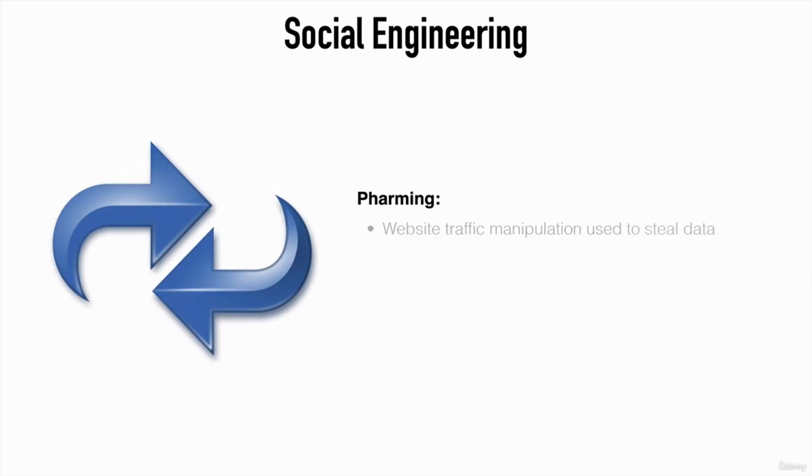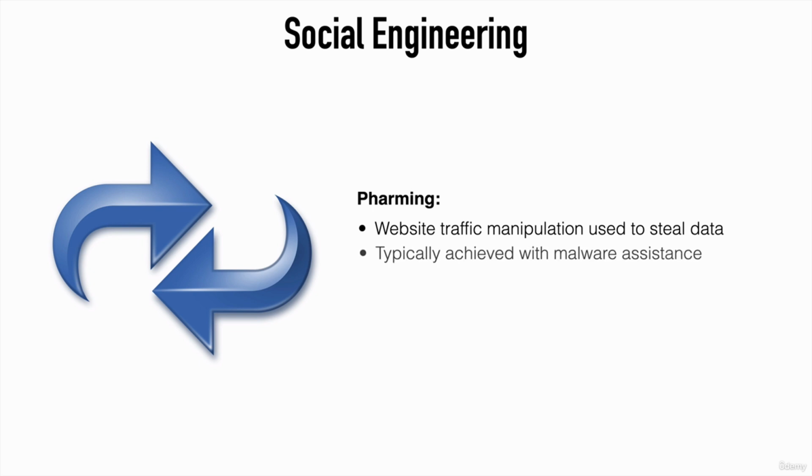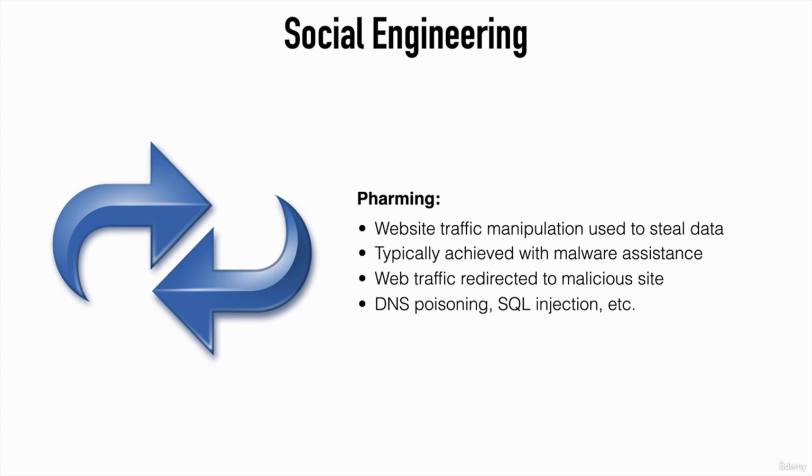Farming is an attack where a website's traffic is manipulated in order to steal confidential information. This is typically done with the assistance of malware installed on a user's computer, which redirects web traffic to malicious imposter sites. This can also be done by poisoning a DNS server to affect multiple users or through tactics like SQL injection. The malicious website landing is used to collect personal or financial information.